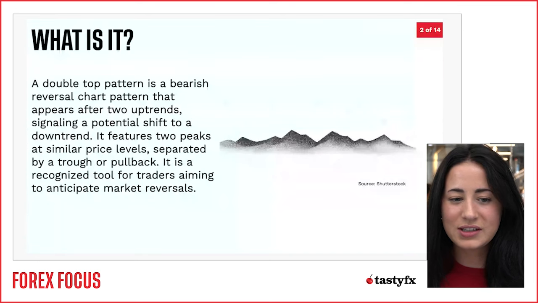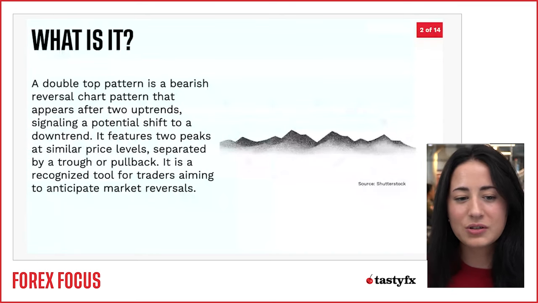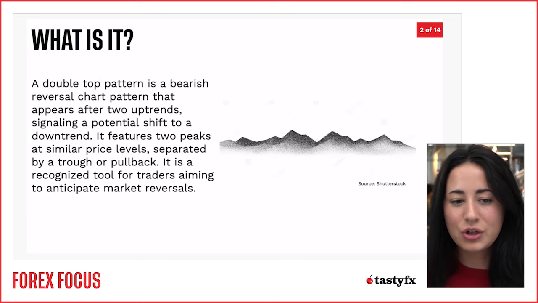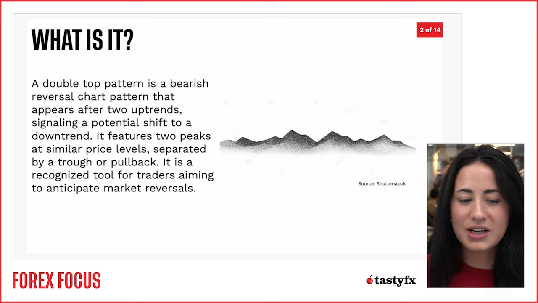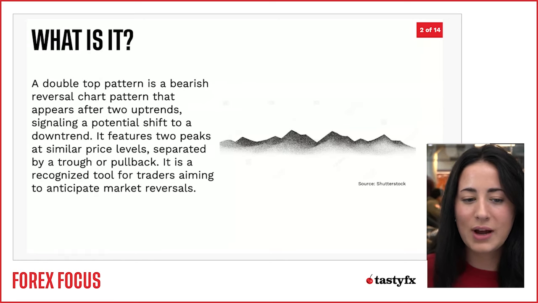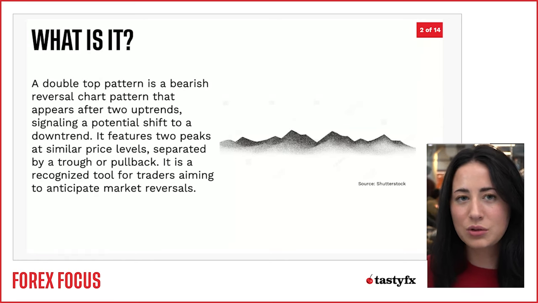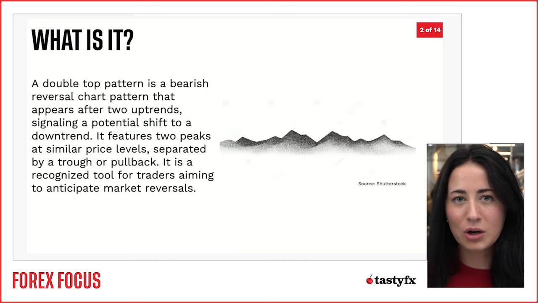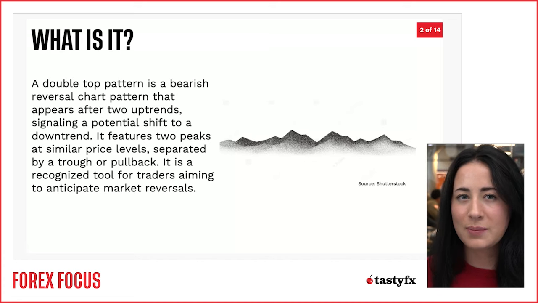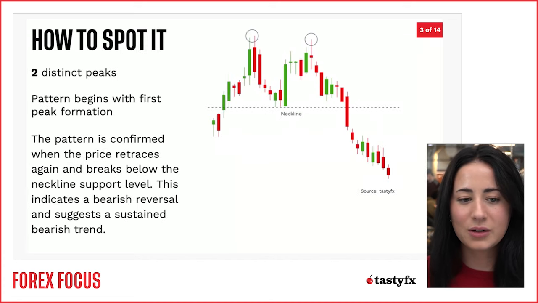So the double top pattern is a bearish reversal chart pattern that appears after two uptrends. I like to think of this pattern as a set of mountains, just to simplify it a little bit. It features two peaks at similar price levels, and it's separated by a trough or a pullback. And it's a recognized tool for traders aiming to anticipate market reversals. There's also an inverse of this pattern called the double bottom trading pattern, but we'll get into that a little bit later.